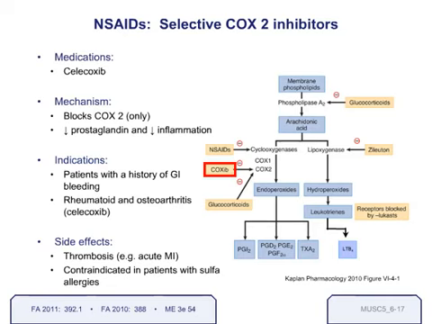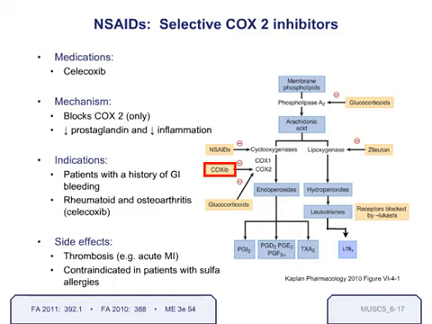The reason is that if you're only blocking COX-2, you're able to fight the inflammatory mediators like prostaglandins, you're able to decrease those, but you're not affecting COX-1. And so the idea here is that you're not going to cause the GI issues such as bleeding and ulcers. So this is very good to use in a patient who is prone to GI bleeding.